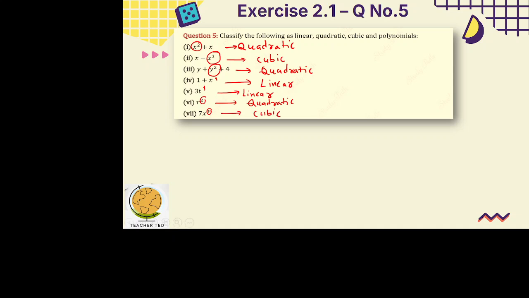I hope all of you understood this. If you cannot catch it, then go to my first video. I have explained thoroughly the types of polynomials. And if you still have doubts, you just come back to the comment section. I'm going to explain once again.